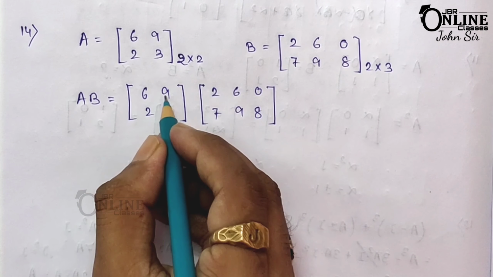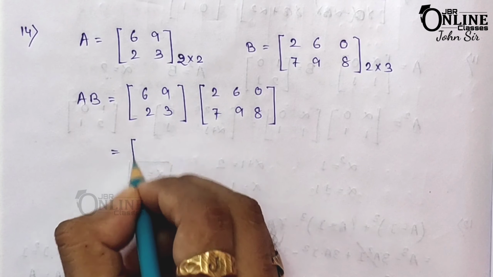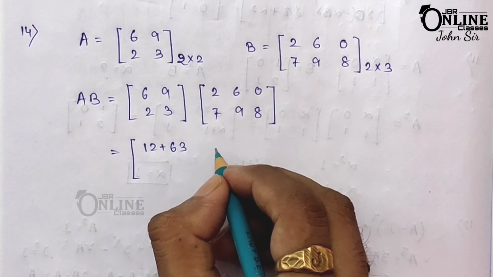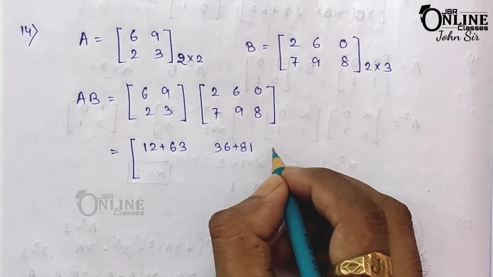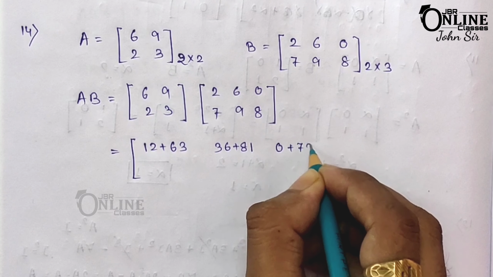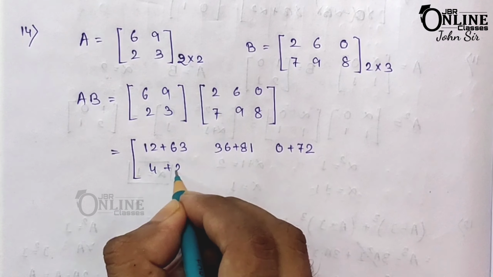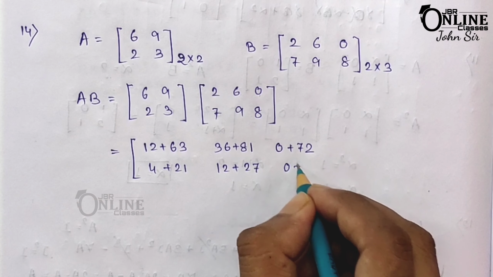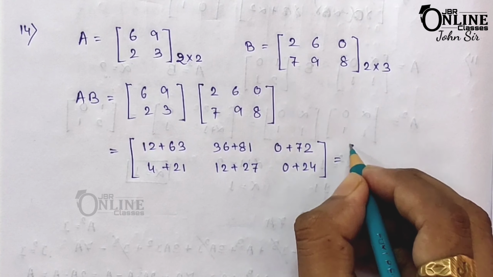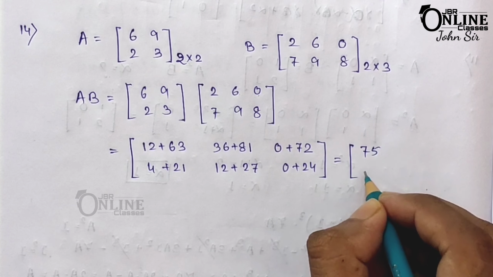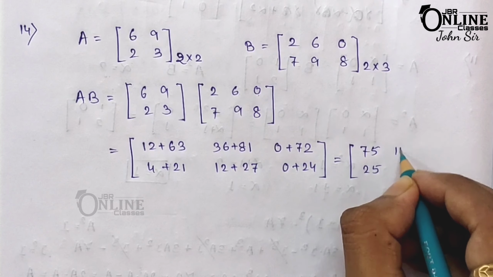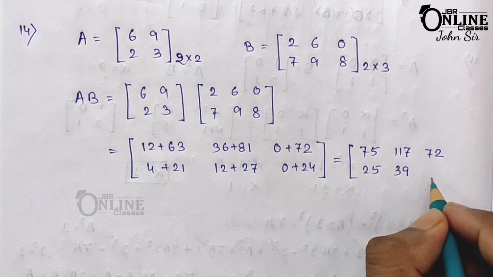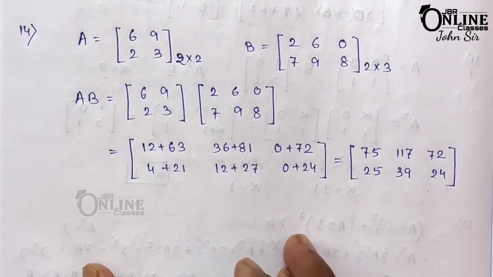So here it will be 6923, then multiply with 260798. Okay, so 69 and here 27. So first one will be 6 into 2 12, and there 9 into 3 63. The next one 36 plus 81. Last one 0 and plus 72. Next here 4 plus 21. 6 into 2 12 plus 27. Then again 0 and plus 24. So here your answer will be 75. It will be 25. This one will be 117. This one will be 39, 72, and the last one will be 24 as your answer.